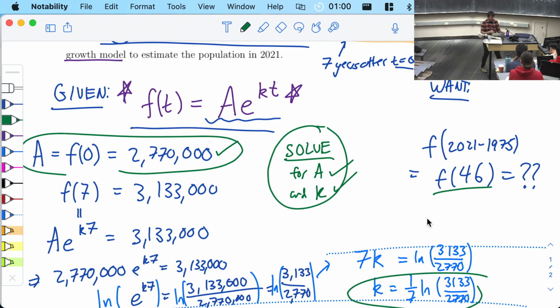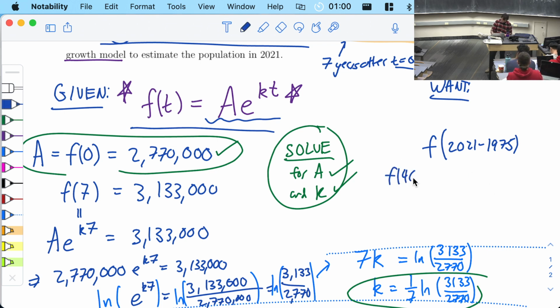Okay, let's try plugging in. So we want to do f of 46, and again, we calculated the 46 because we set our 0 point at 1975. What is f of 46? Let me write it out like this. F of 46, and it's going to be a e to the kt. A is 2,770. A e to the k times t, and t is 46.